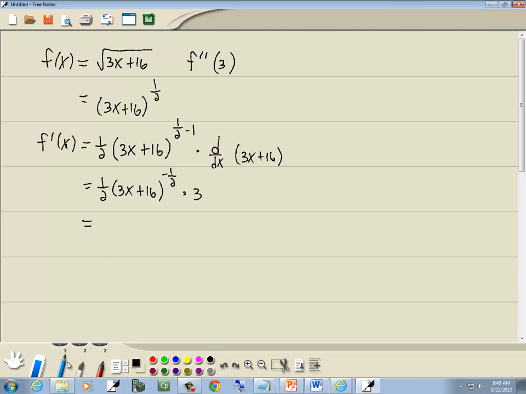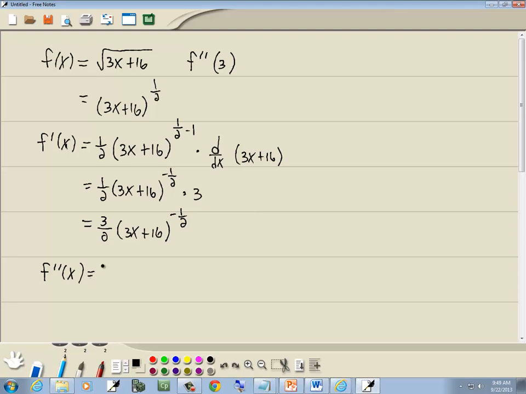Let's try it again. And then we got 3x plus 16 to the negative 1/2. Oops. Let's try it again. My writing's horrible. There we go. Now we're ready to find our second derivative.